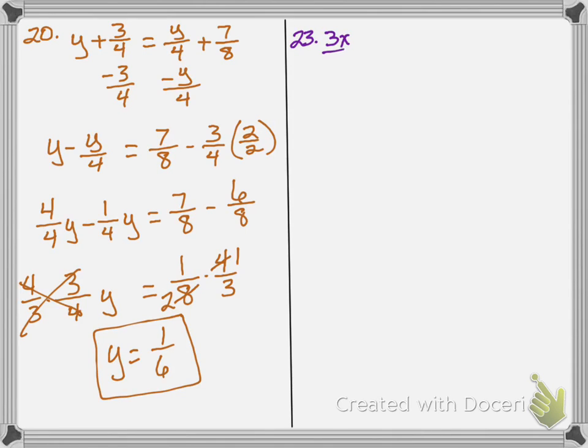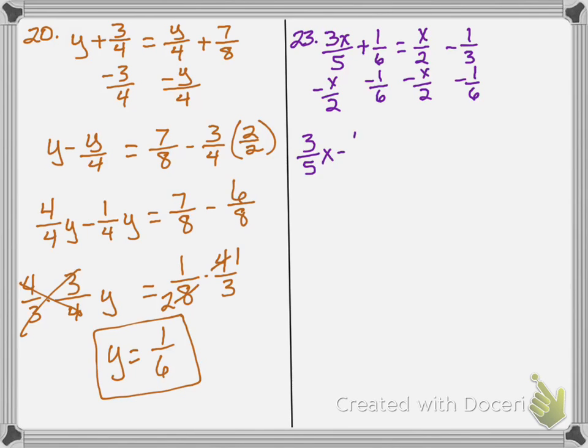Okay, number 23 is 3x over 5 plus 1 over 6 is equal to x over 2 minus 1/3. Okay, I'm going to subtract the 1/6 from both sides, and subtract the x over 2. Okay, that gives us 3/5 x minus 1/2 x is equal to negative 1/3 minus 1/6.